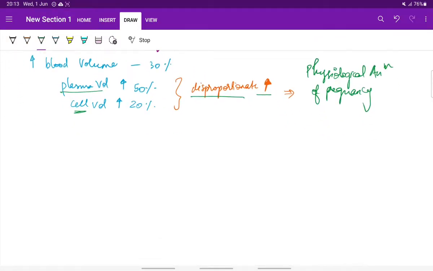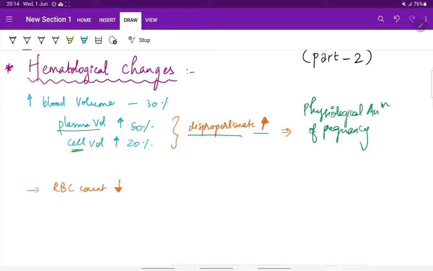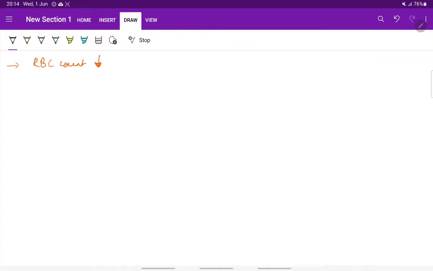Next, coming to the changes in the composition of the blood, the RBC count decreases. So before that, as the blood volume increases along with the plasma volume and the cell volume, this leads to hemodilution. Pregnancy is a state of hemodilution. So the erythrocyte count falls and the hemoglobin concentration also decreases. And there is increase in the WBC count, that is the leukocyte count, to more than 12,000 cells per millimeter cube.